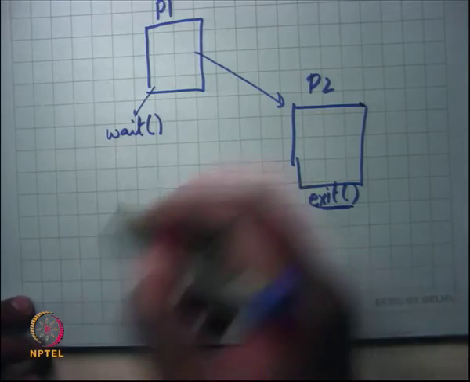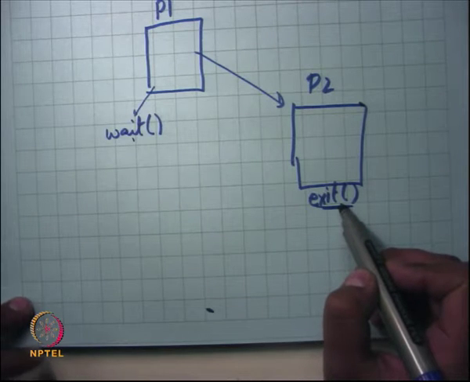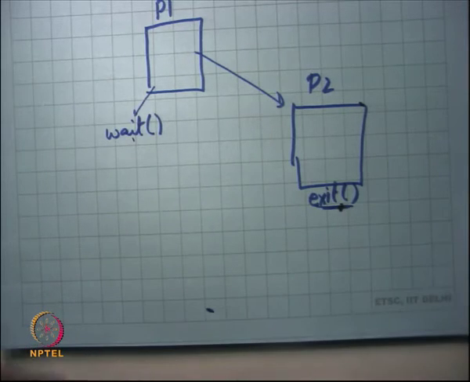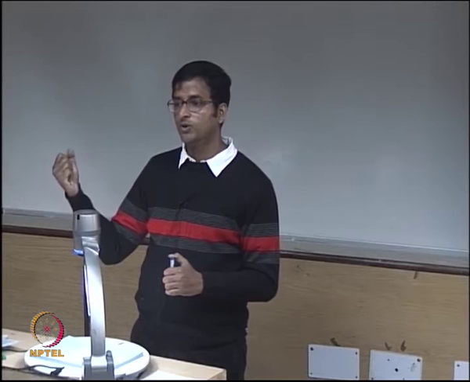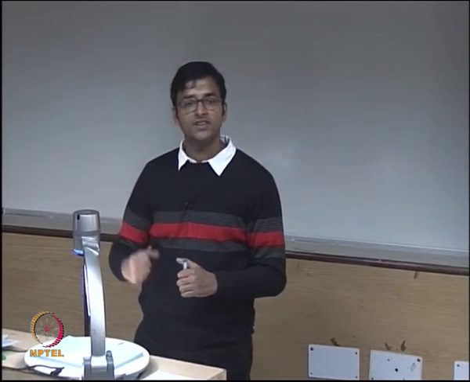and wait is supposed to return the exit code of this process. So if exit of the child was called much before the parent called wait, then it's the responsibility of the operating system to preserve the exit code of the child so that when the parent calls wait, it can return the right value.